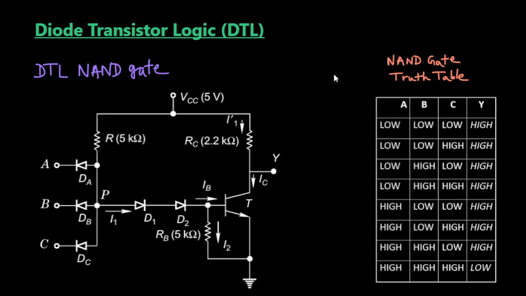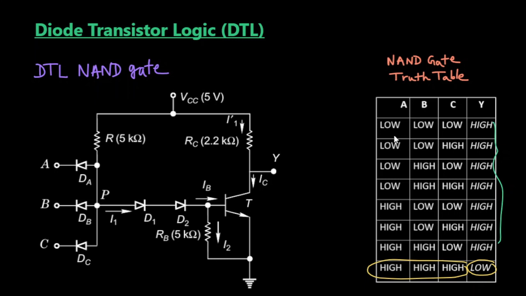In this video, we will discuss the diode transistor logic, or DTL, NAND gate. We all know how a NAND gate logic works. In this truth table, you can see that only when all the inputs are high is the output low, and in all the other cases, the output is high.